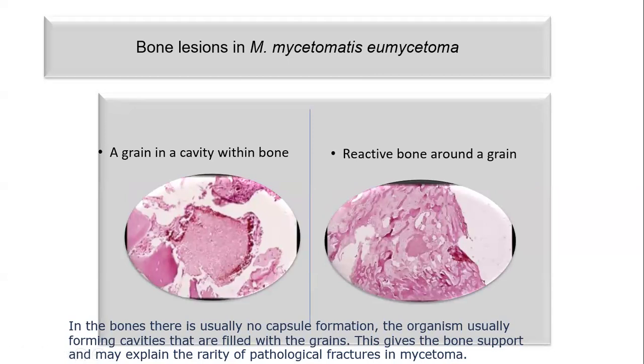Now, in the bones, what does M. mycetomatis do? There is usually no capsule formation, and the organism usually forms cavities that are filled with grains. And actually, this gives the bone support and can explain the rarity of pathological fractures in mycetoma. Okay.